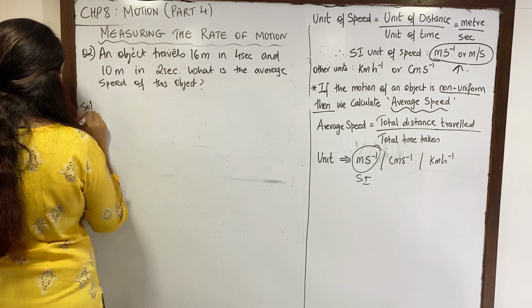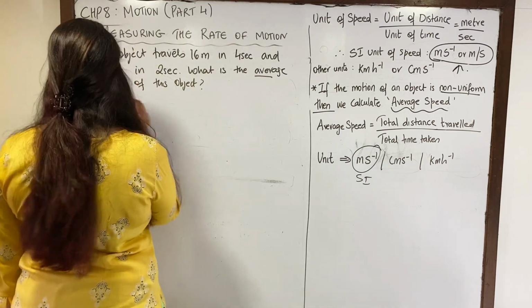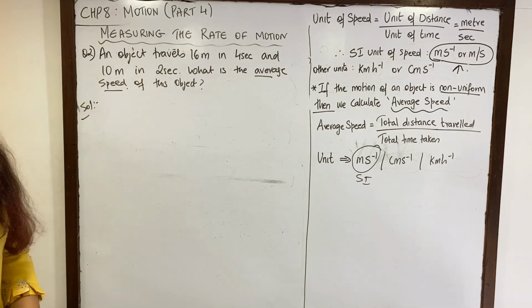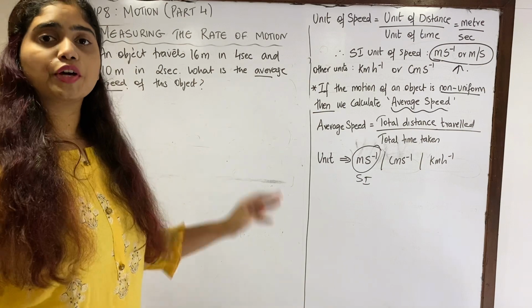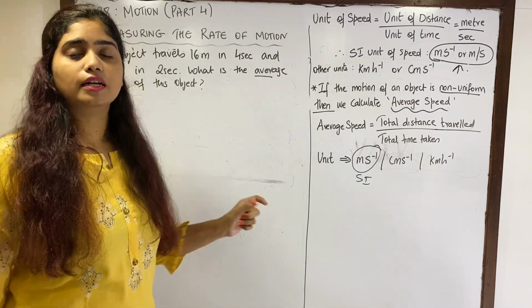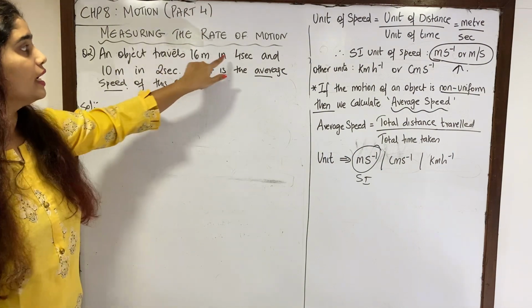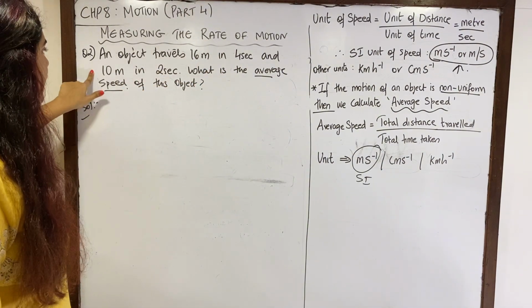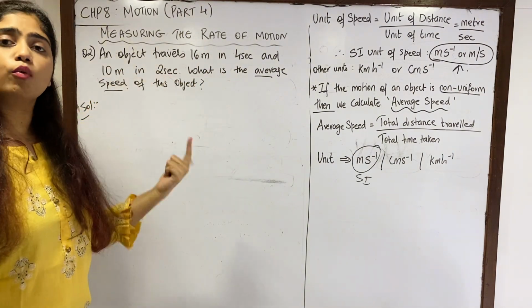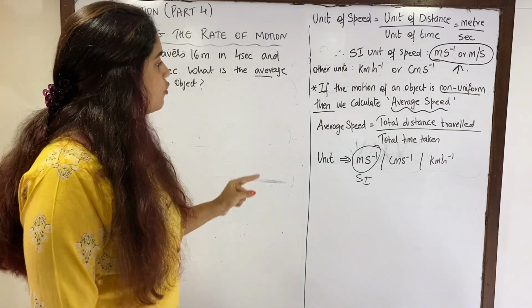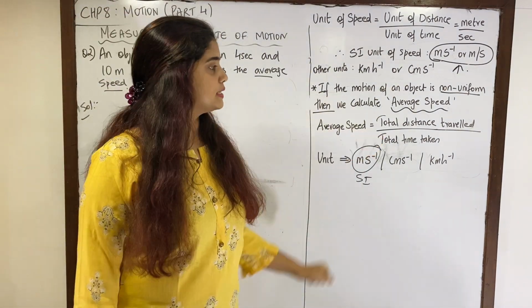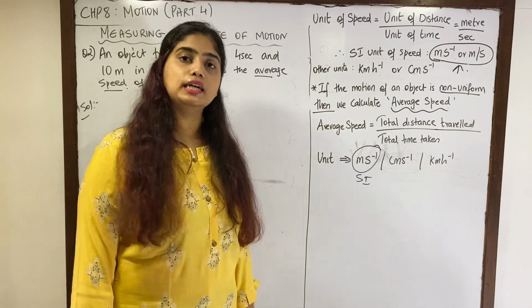Now here the question is straightforward, asking you the average speed of the object. Now why average speed over here? Because this object is traveling in a non-uniform motion. That is, first it is covering 16 meters in 4 seconds and then it is covering 10 meters in 2 seconds. Now what is the formula of average speed? Formula of average speed is the total distance traveled upon the total time taken.